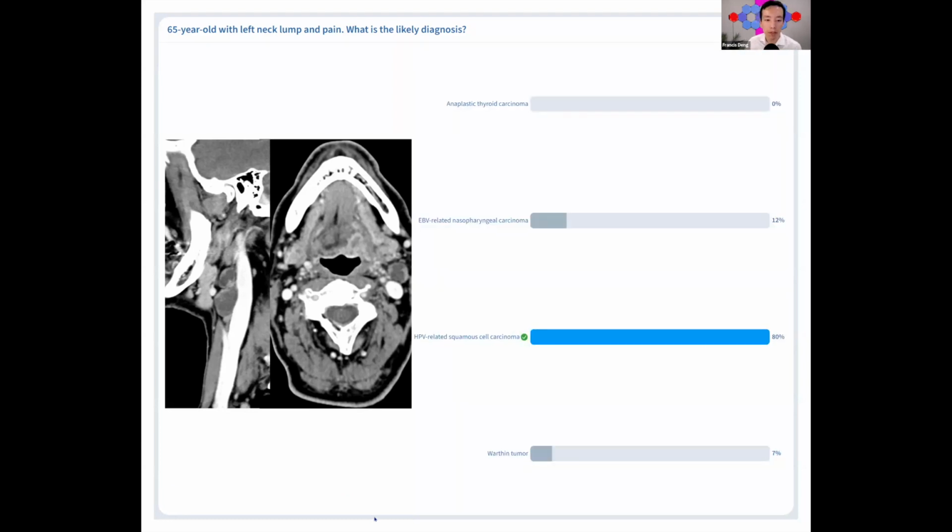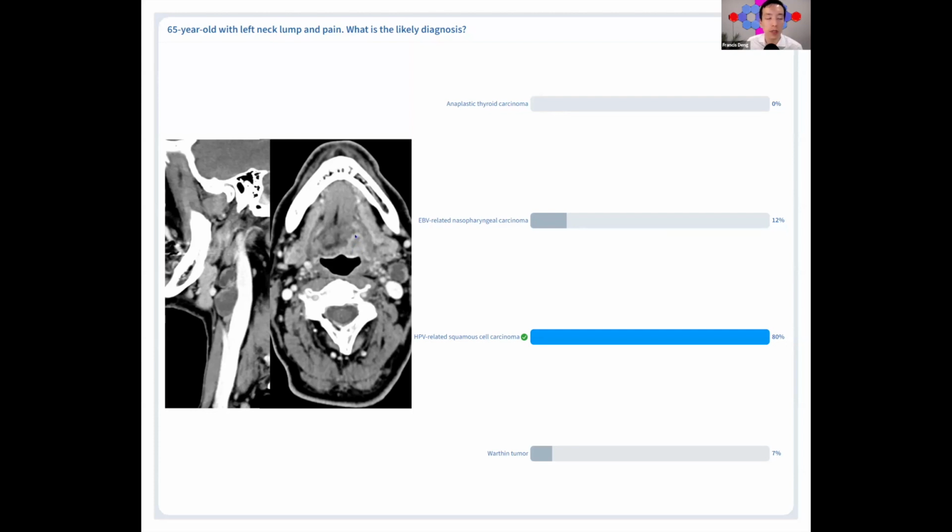Okay, the correct answer is HPV-related squamous cell carcinoma. The imaging findings here are cystic or necrotic lymph nodes in the left level 2. There are two of them. And if you see metastatic-appearing lymph nodes at level 2, the first place to look is really the oropharynx, which would be the most common primary site. And indeed, we see a contrast-enhancing lesion on the left base of tongue that likely represents the patient's primary malignancy.